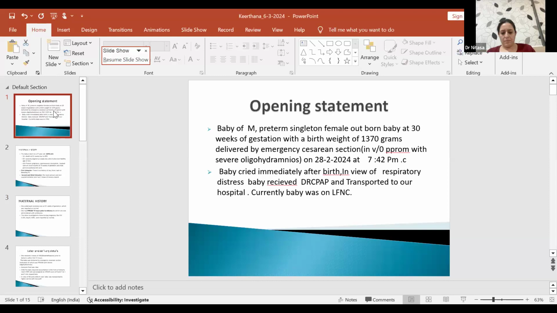Good evening. Today I'm going to discuss a case-based discussion on volume guarantee ventilation. Baby of M, preterm singleton female, outborn baby, born at 30 weeks of gestation with a birth weight of 1,370 grams, delivered by emergency cesarean section.